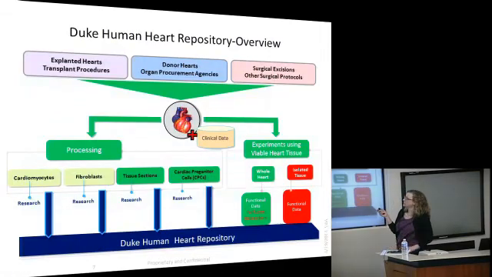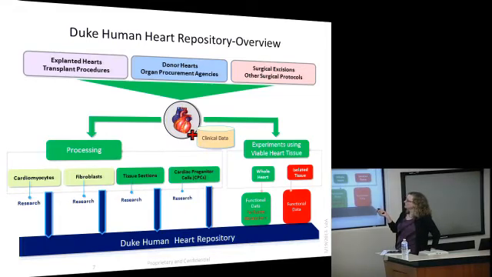And so with this information, we're going forward with the Duke Human Heart Repository. And this is an overview of what we are and what we do. We acquire hearts and heart tissue from 3 different sources: from explanted hearts from transplant procedures, from donor hearts from different organ procurement organizations. These would be our non-failing control tissue that we acquire, and then from other surgical procedures. Associated with the hearts and the heart tissue are clinical information that is searchable.